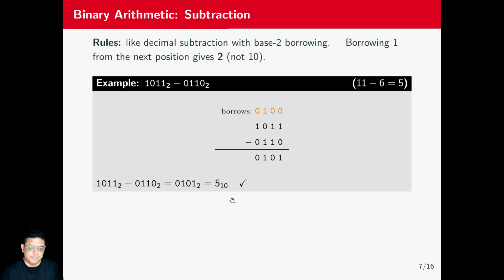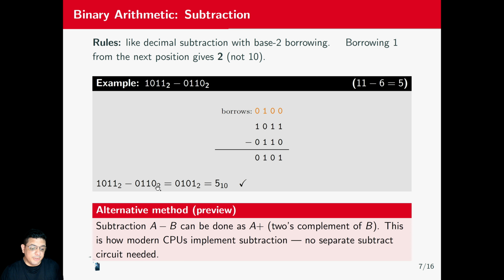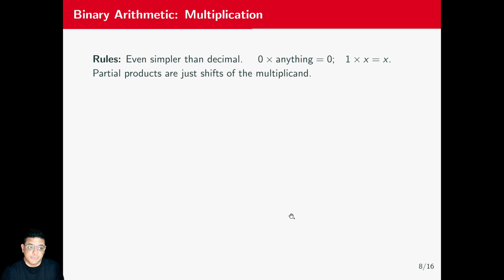So we're good. Now there's an alternative method in which subtraction a minus b can be done as a sum, like 2's complement of b. This is also how modern CPUs implement the subtraction, with no separate subtract circuit needed. But that's something that you can check computationally and research how it's done.